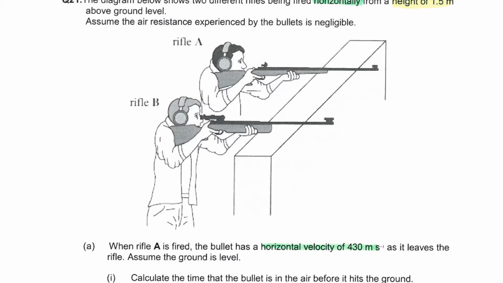This is the Mechanics Homework Booklet, question 21. The diagram shows two different rifles being fired horizontally from a height of 1.5 metres above ground level. We're also told that we can assume the air resistance experienced by the bullets is negligible.